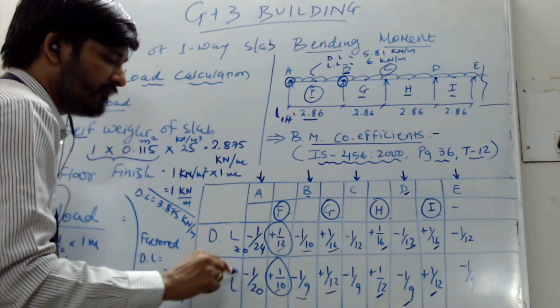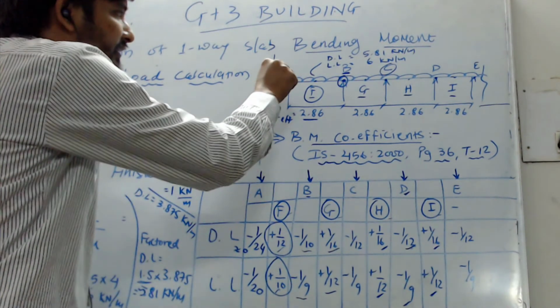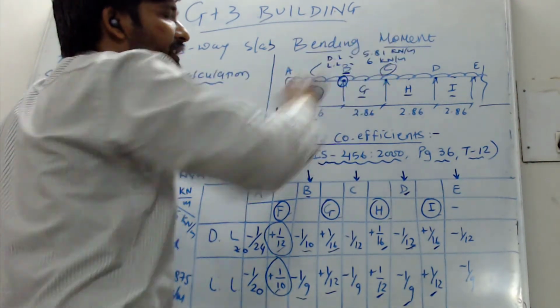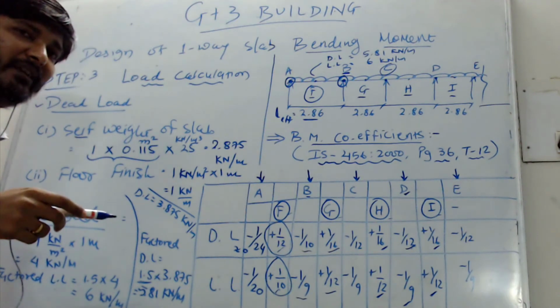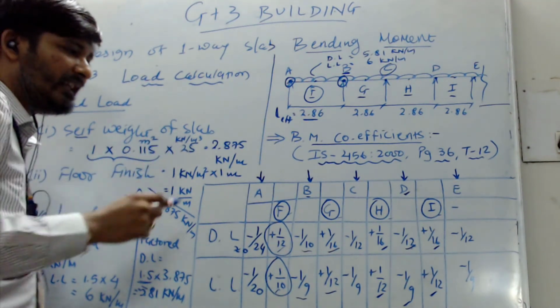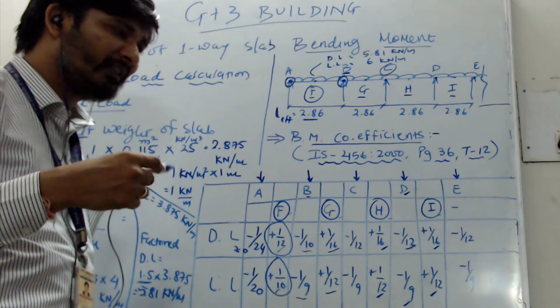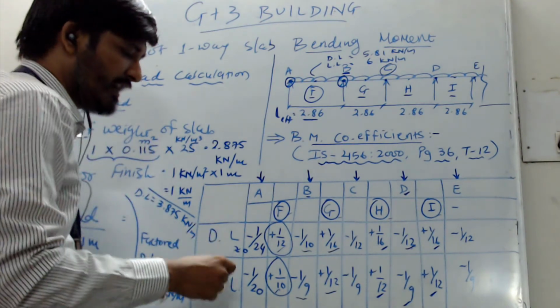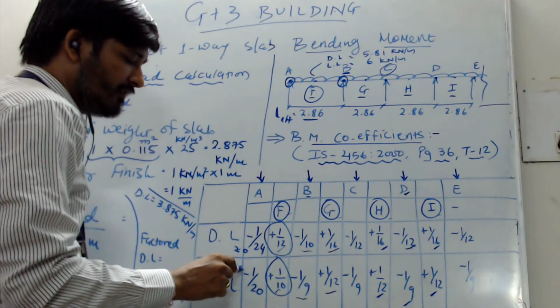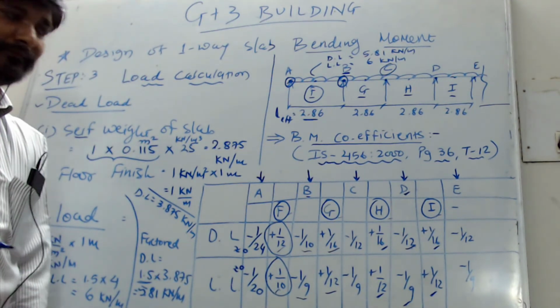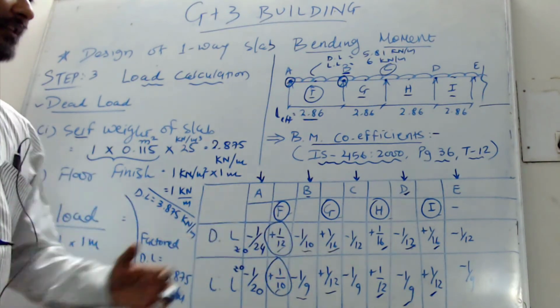Why? Because this is a simple support. At the ends it will be a simple support. Here it will be a fixed or continuous support where moments can be transferred. But at the ends, if it is a simply supported slab, the moments will not get transferred. So bending moment will generally be 0. If you want to take it as 0, you can take it as 0 also. So this is how you can calculate the bending moment coefficients.